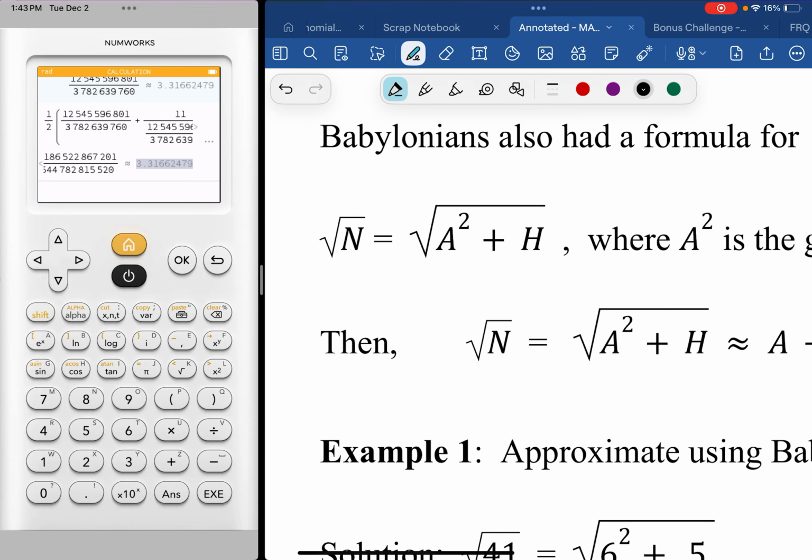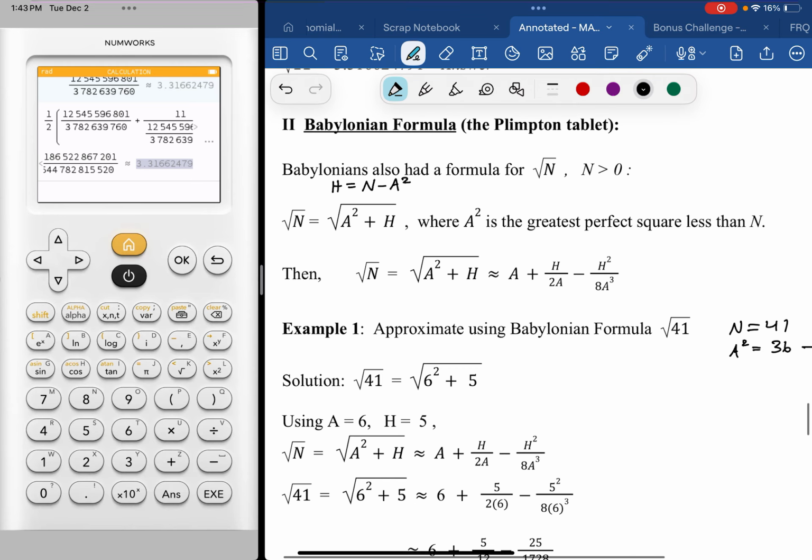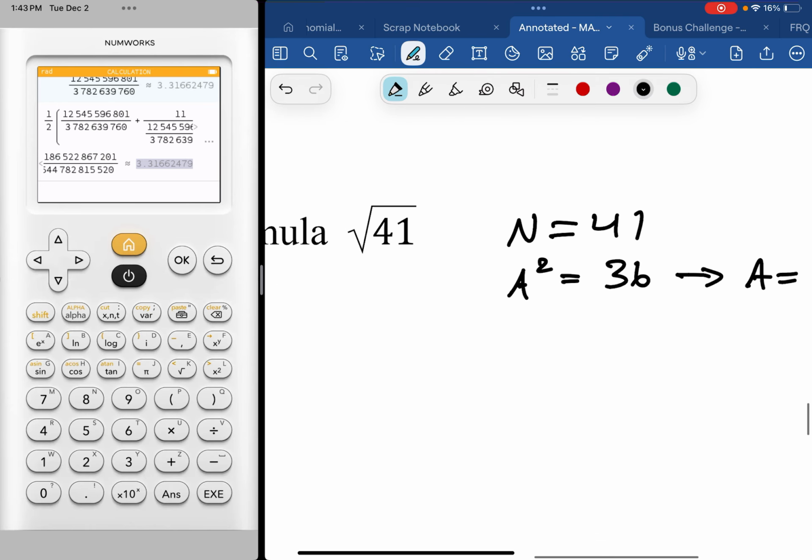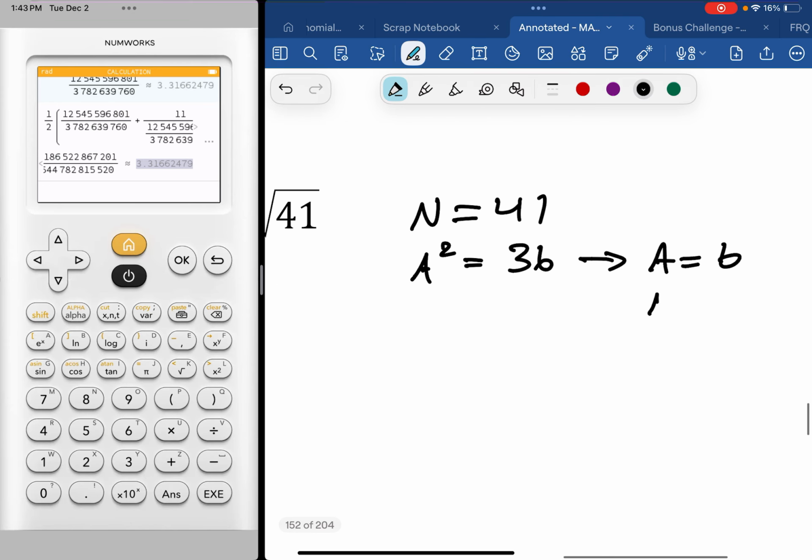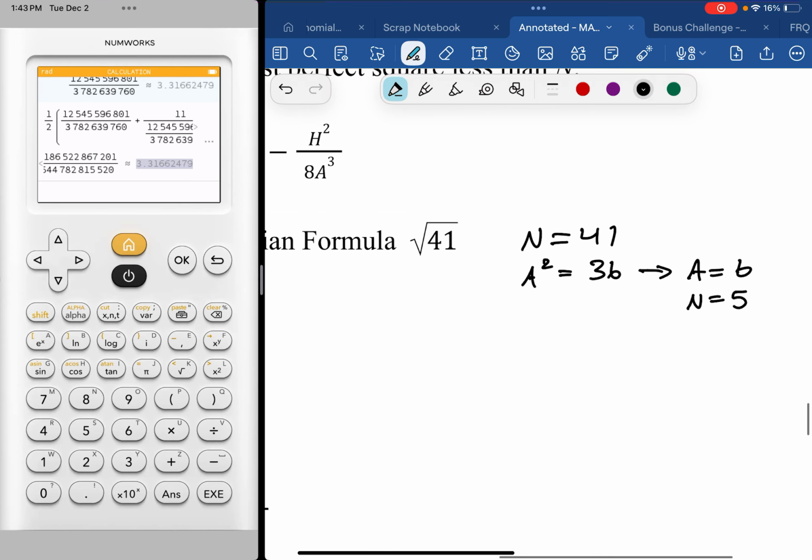I'll write it in here. So h is equal to n minus a squared. All right. So it really is just a matter of figuring out what you'd have to add to the a squared in order to get the n. All right. So in this case, the h value would be 5. So whatever the n is minus the a squared.